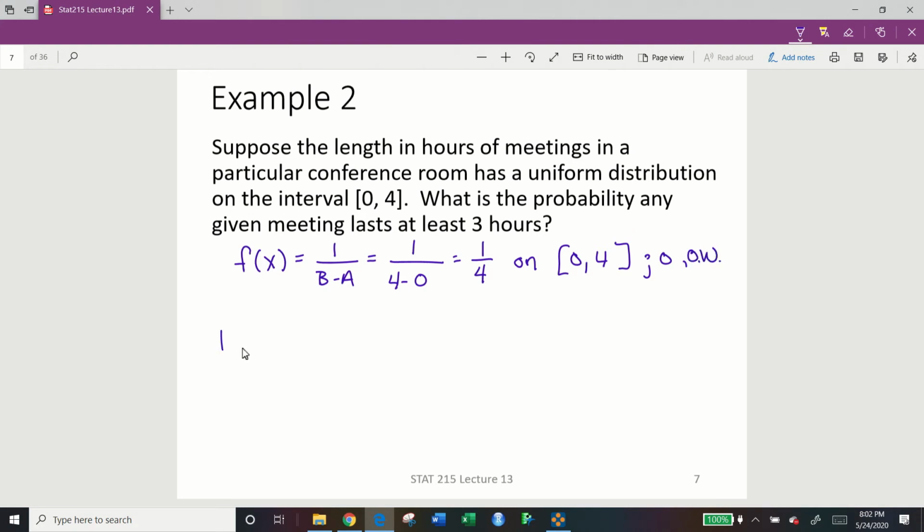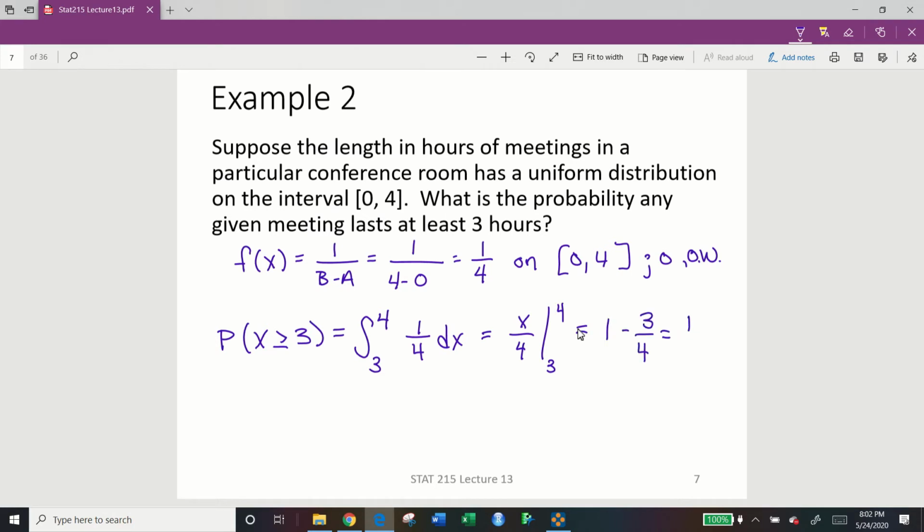In order to find the probability that our meeting lasts at least 3 hours, we would integrate from 3 to our upper bound of 4, 1/4 dx, which is equivalent to x over 4 evaluated from 3 to 4. Plug in and simplify. So what is the probability that x is greater than or equal to 3? The answer would be 1/4.